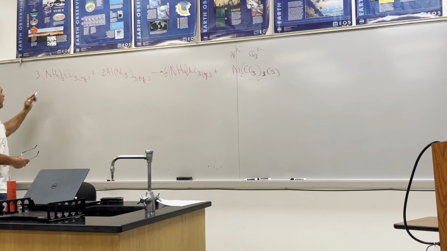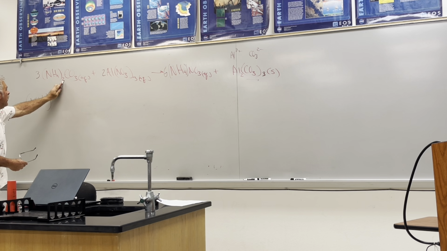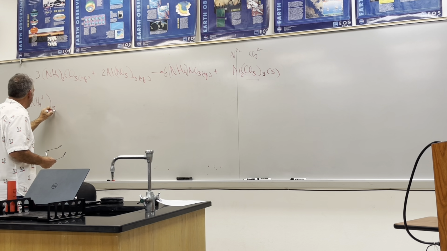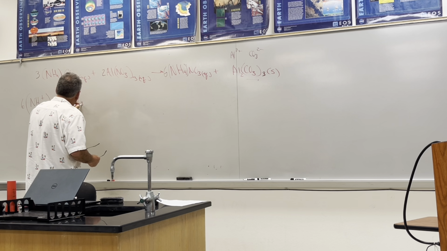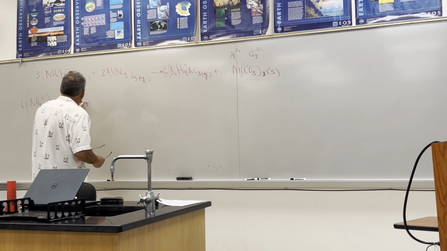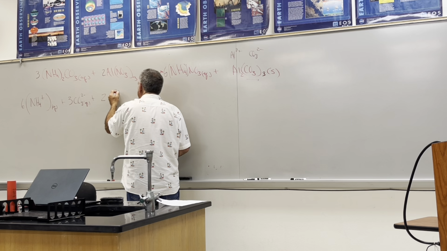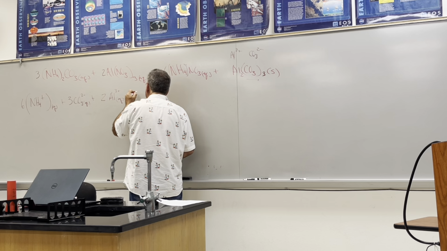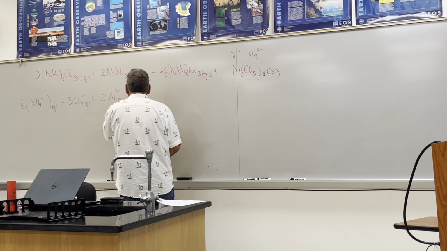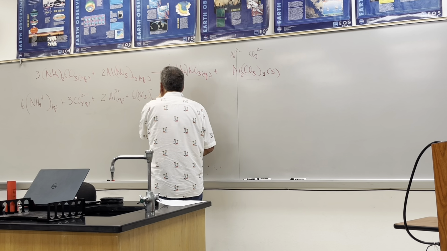So I have 6 of these. When I break up this compound, the cation is NH4, and I have 2 times 3 of them, 6 NH4, and it's aqueous. I have 3 carbonates. You guys see that? Yeah. CO3 2- aqueous. I have 2 aluminum, Al3+ aqueous, plus 2 nitrate. Oh, 6. 6 nitrates, NO3- aq. So that's the reactants.